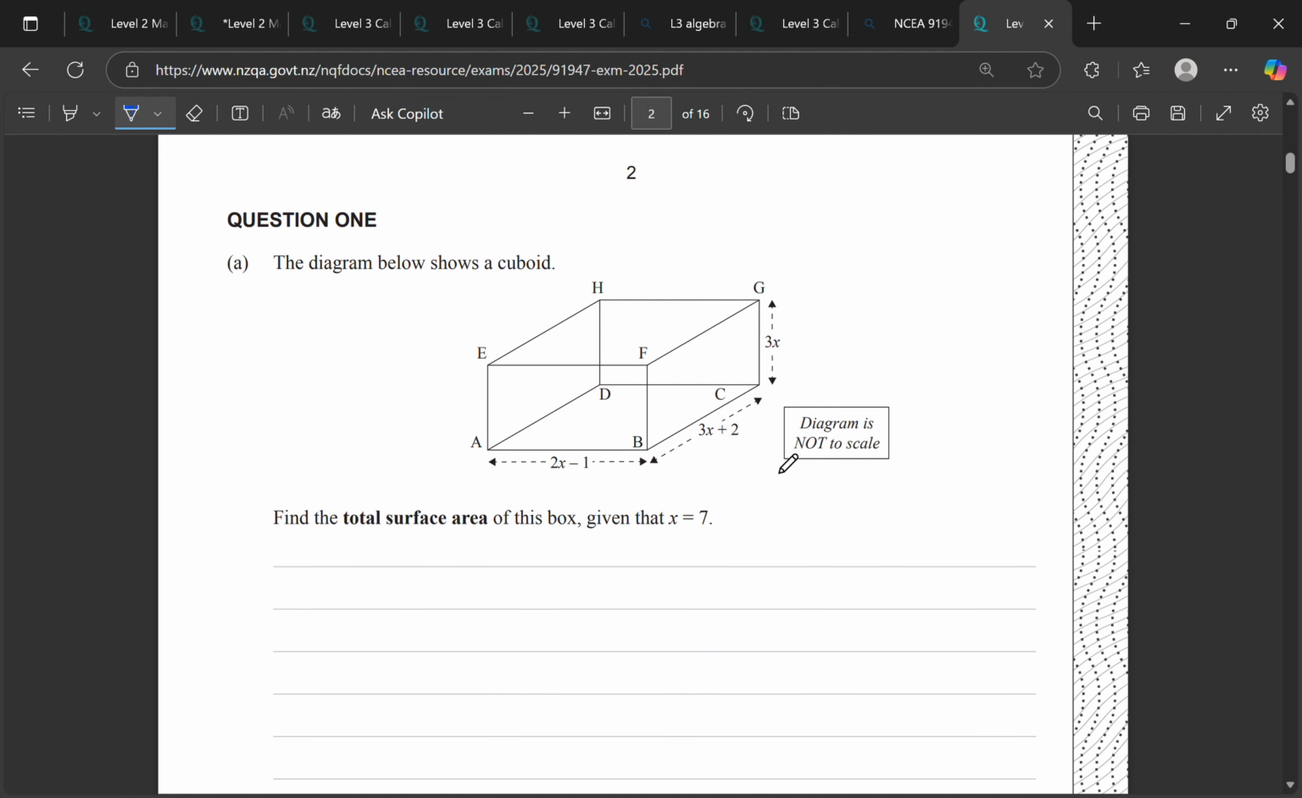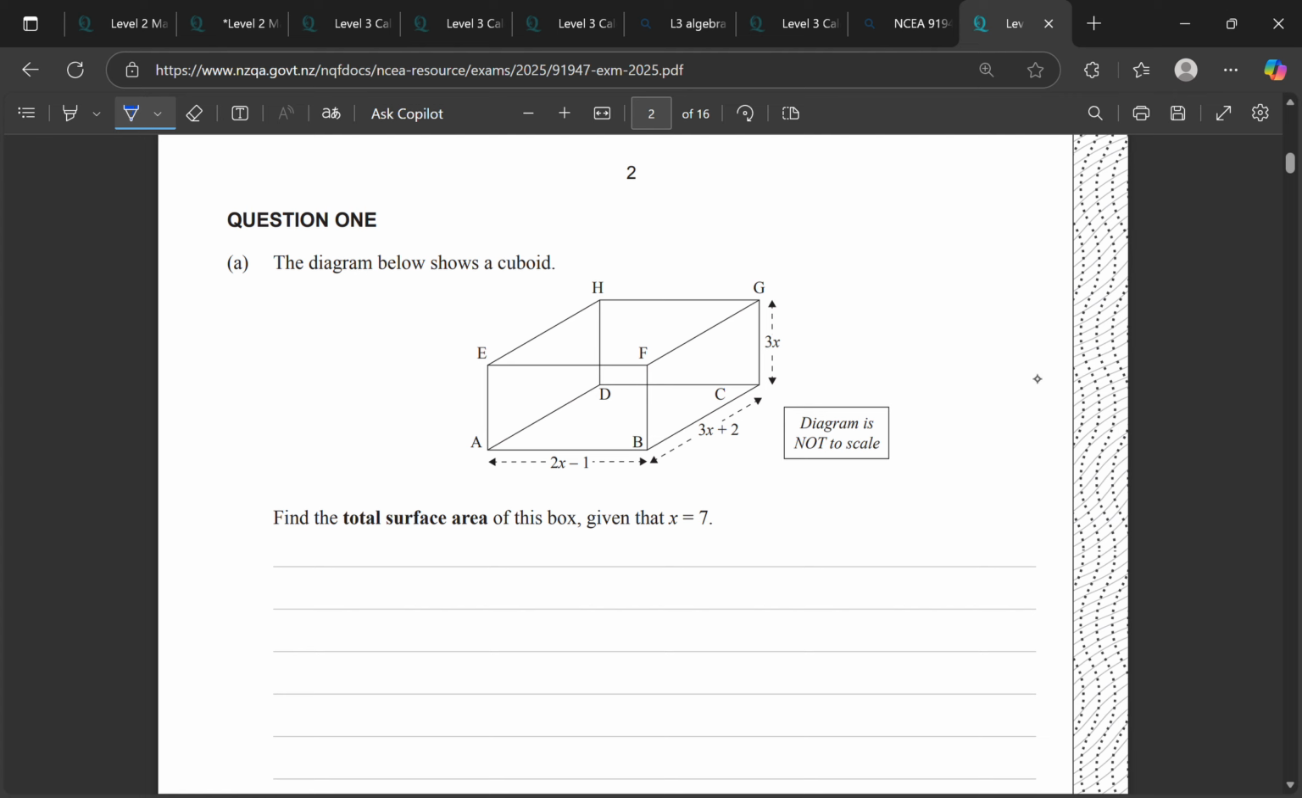Question 1a, the diagram below shows a cuboid. Find the total surface area of this box given that x equals 7. There are two ways to solve it. You can make an expression of surface area in terms of x, and then plug 7 into it at the end. But I think it's easier to plug 7 in and find the dimensions first, and hence find the surface area. So if you plug 7 into this expression, what do you get?